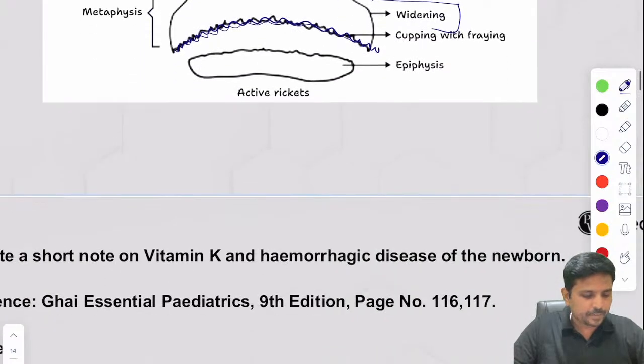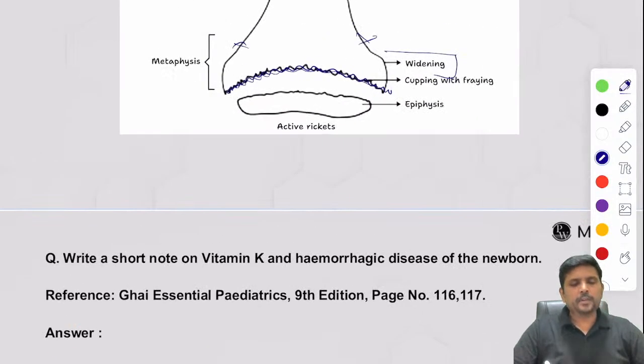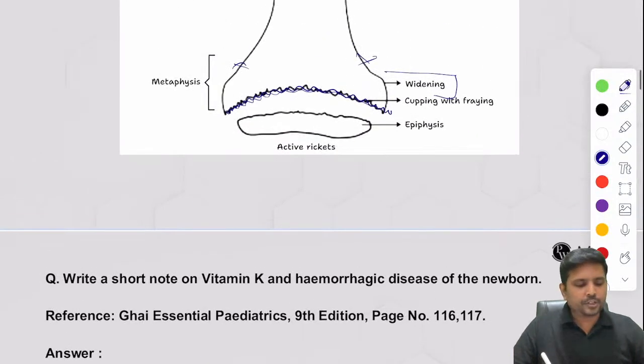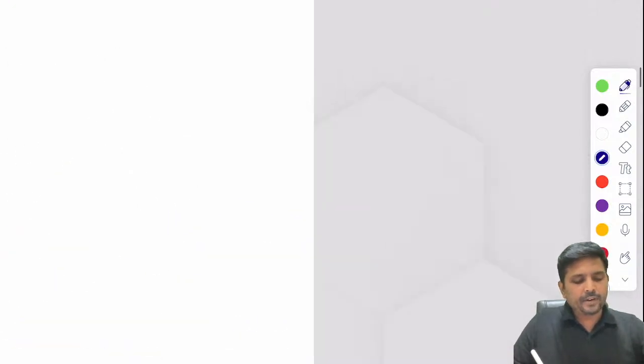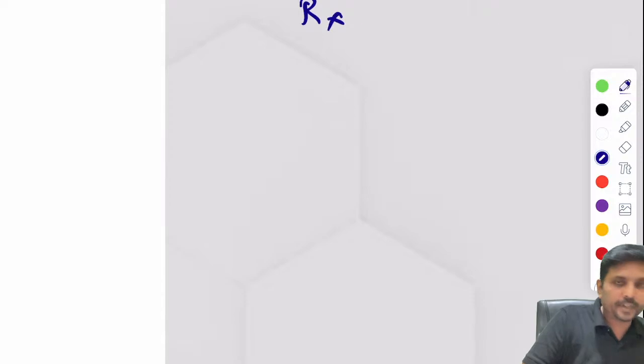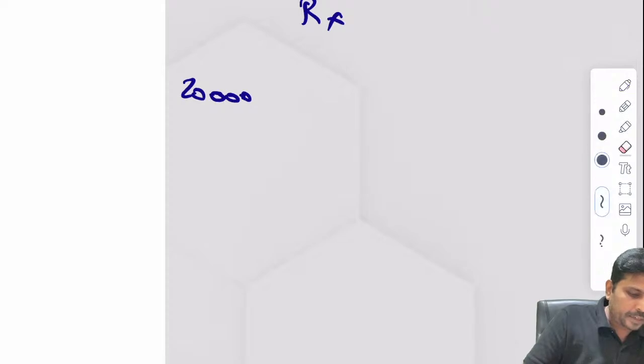So epiphysis, metaphysis: cupping, fraying, widening. So these are all the manifestations of vitamin D deficiency. Apart from that, they will ask you the treatment for vitamin D. So what is the treatment? I repeat, what is the treatment? They will be asking you.